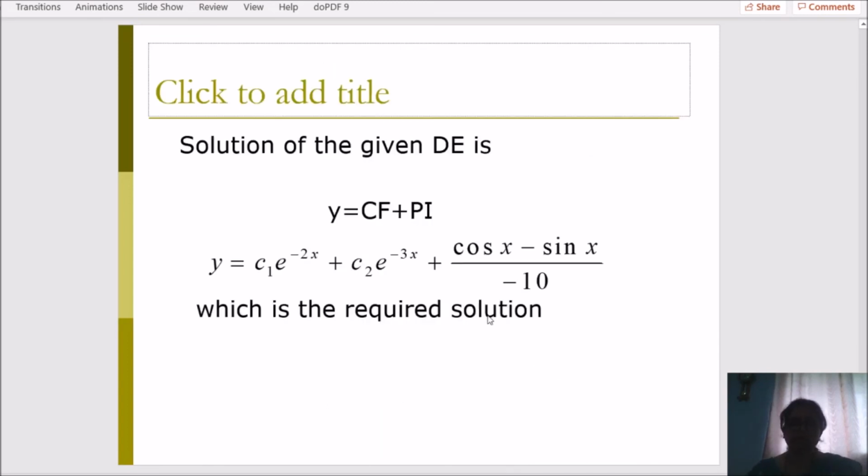Lastly, we write down the complete solution y = CF + PI. Here the first part is the a equation, that means CF. The second part is the b equation, that means PI, which is the required solution. In this way we can solve the problems of case 1 and case 2 by applying the same method.